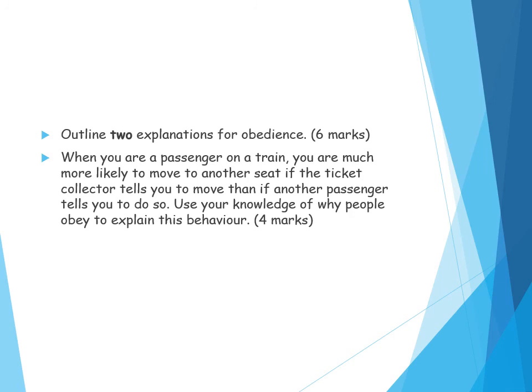Explain two explanations of obedience for 6 marks. So legitimate authority for 3 marks, and then agentic state for 3 marks.